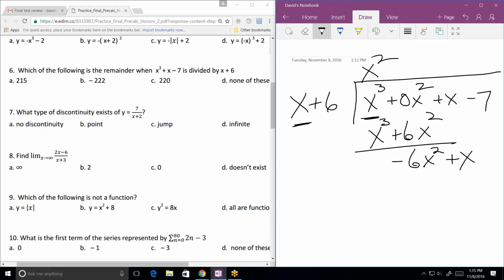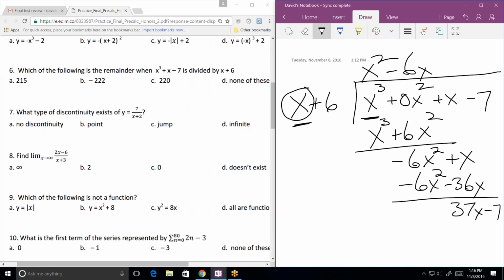So would it be 6x for the next one? Well, the only thing you're doing is dividing x into that whole thing. What do you get? You get negative 6x. Now multiply the negative 6x by both terms. The next term? Negative 36x. Subtract. You get negative 35x minus 7 for the bottom. No, you actually get 37x, because x minus a negative 36x is 37x.